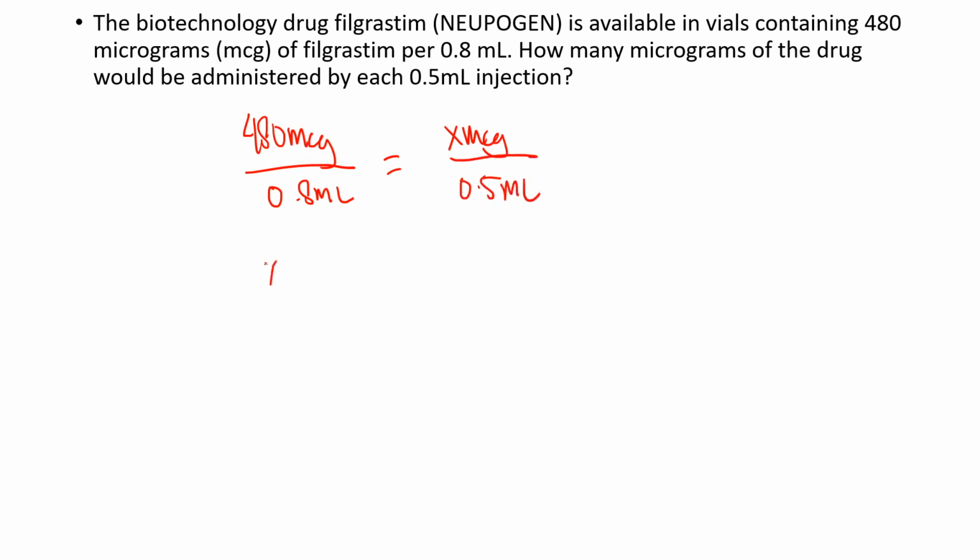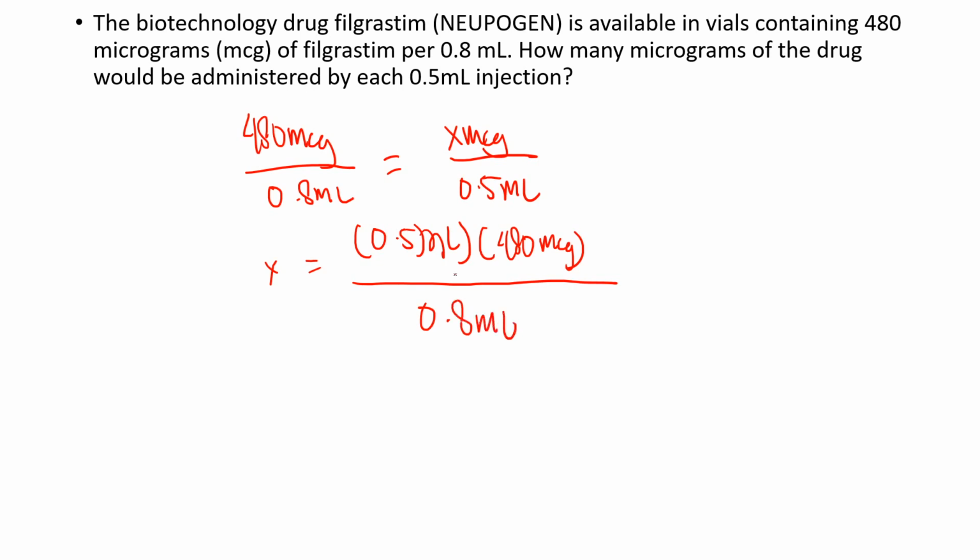So the equation will yield 0.5 ml times 480 micrograms over 0.8 ml. The ml will cancel out. You will have 300 micrograms of your filgrastim.